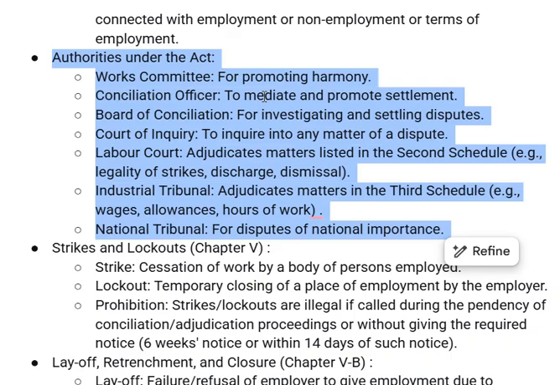And then we have Court of Inquiry, which inquires into any matter of dispute. Then we have Labor Court. Labor Court adjudicates matters related to second schedule mentioned in the Industrial Disputes Act. These matters are related to like legality of strike, employee discharge, employee dismissal, employee removal, etc. Then we have Industrial Tribunal, which adjudicates matters which are listed in third schedule of Industrial Disputes Act, which are primarily related to wages, allowances, hours of work, etc. Then we have National Tribunal for resolving any dispute of national importance. If there is any industrial dispute of national importance, then for that national tribunal is constituted.